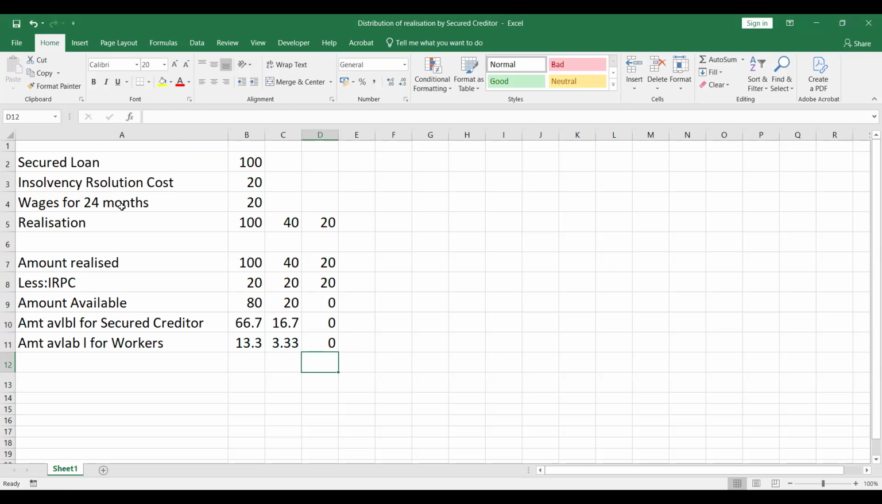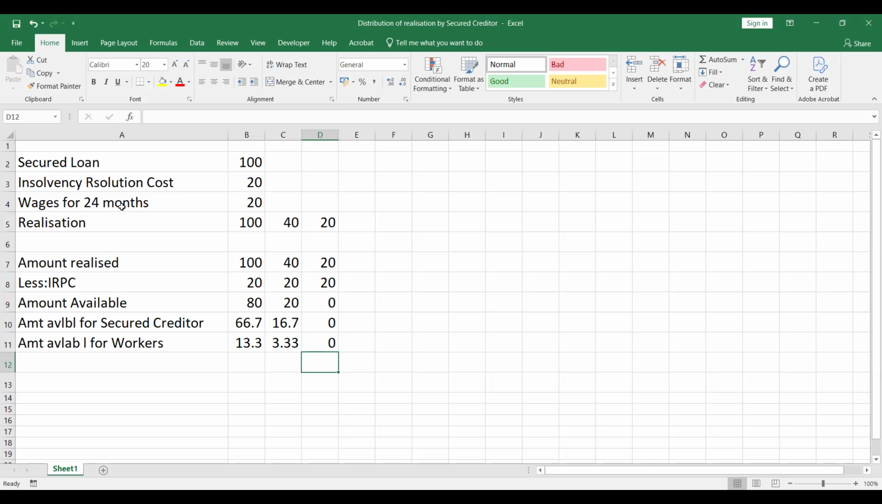See, the secured loans total is 100. But actually realization also, we took the first assumption as 100. So now the question is how much is to be distributed. Out of anything we realized, first we should deduct the insolvency cost. After deducting insolvency cost, in the first scenario, we have enough cash of only 80. That 80 we have distributed in proportion between secured loan and wages for 24 months. So the 100 plus 20 we have to add, because these are the two items which we are going to distribute. So there is a crux actually.